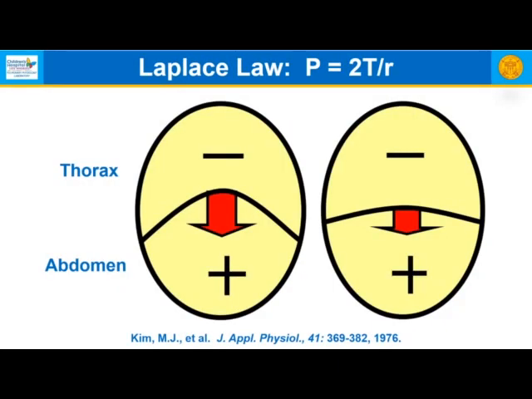Laplace's law also comes into play here. If you have a nicely rounded diaphragm, you've got a relatively small radius of curvature. Remember, the pressure generated in this case by the diaphragm is 2 times the tension of the muscle over the radius. So a small radius is going to give you more pressure generated by the diaphragm. If you have a relatively flattened diaphragm, the radius of curvature is huge, and therefore the pressure that the diaphragm can generate is much less, even for the same amount of muscle tension.